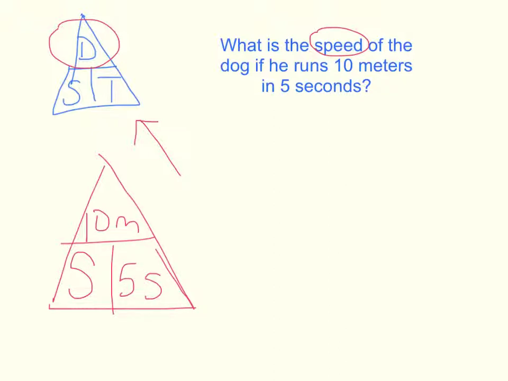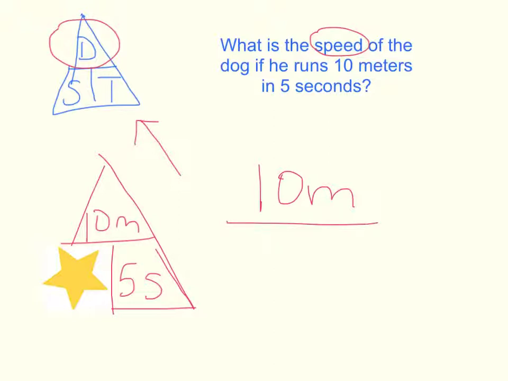Now, why this formula is nice is if I cover up what I'm trying to find, and in this case it is speed, then what is left is what I have to do. So I have 10 meters on top, and below it, 5 seconds. To find the speed, I have to take 10 meters and divide it by 5 seconds.